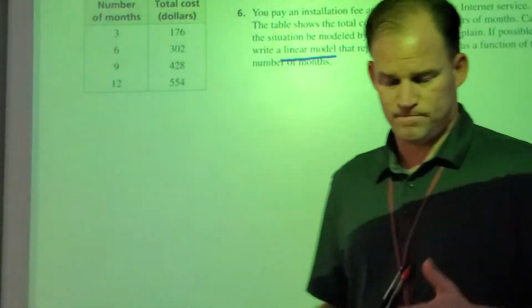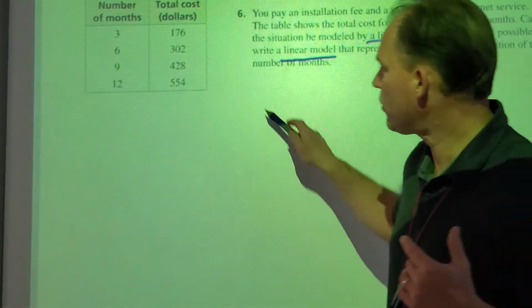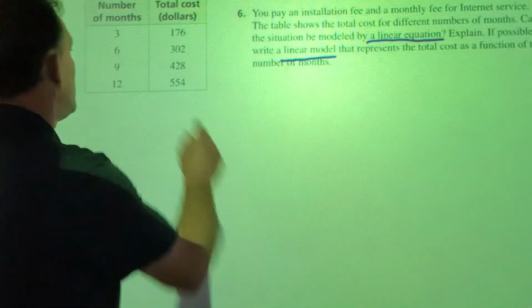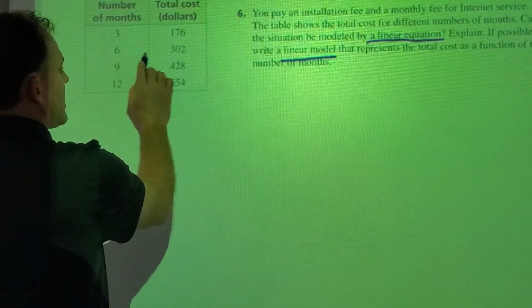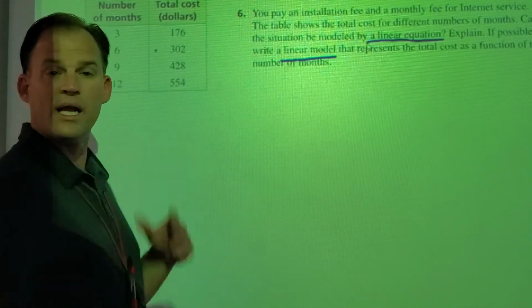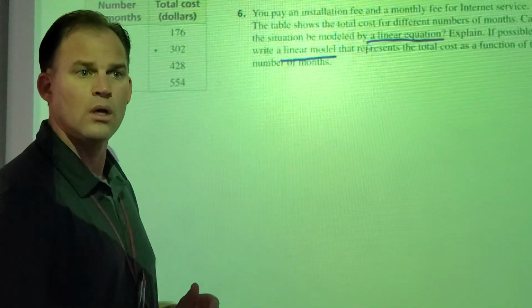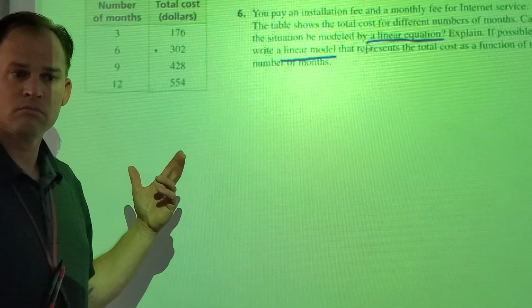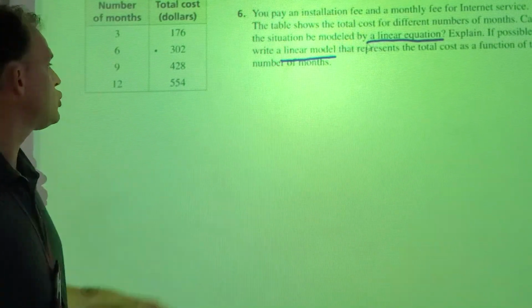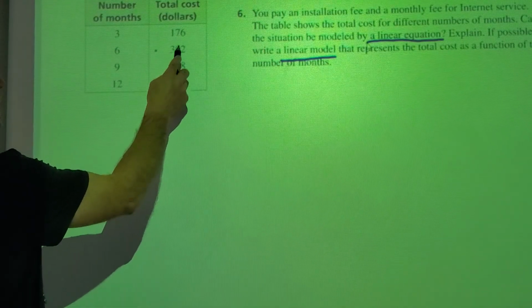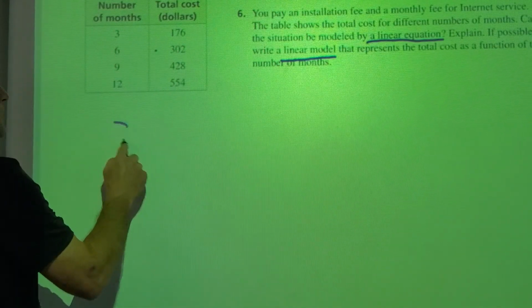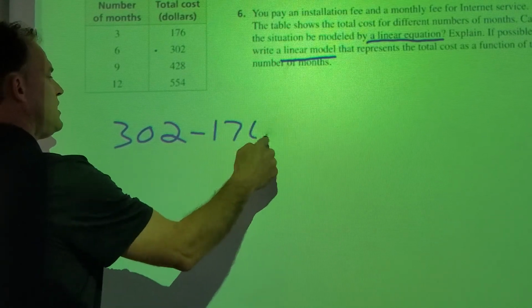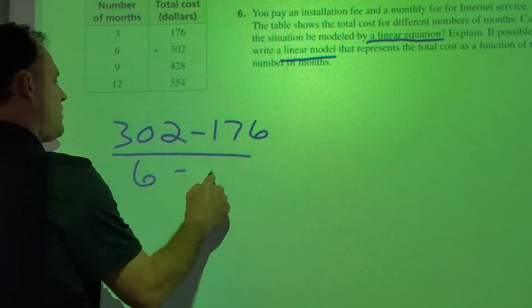So first off, if I'm going to write this, remember what we've been doing about charts. These are just points on a graph. These are coordinates. 3, 176, 6, 302, 9, 428. They're just coordinates. So think about this as having 2 coordinates. Can I find a slope? Sure. So y minus y over x minus x. 302 minus 176 over 6 minus 3.